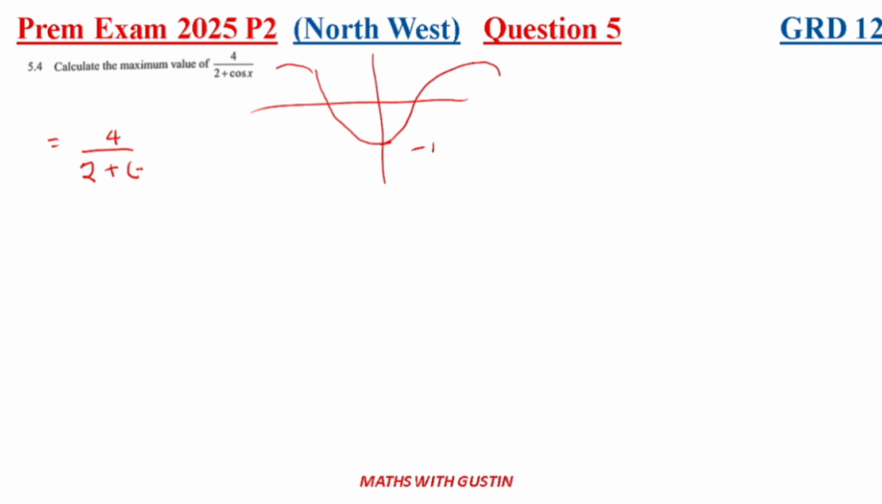Right, so you will just come here and put -1. Where there is cos x, you'll put -1. Therefore, you need to solve. The fraction is going to be 4/1, where the answer is equal to 4. So therefore, it means in this case, this will reach maximum at 4. And that was Northwest prelim, paper 2, question 5, grade 12.